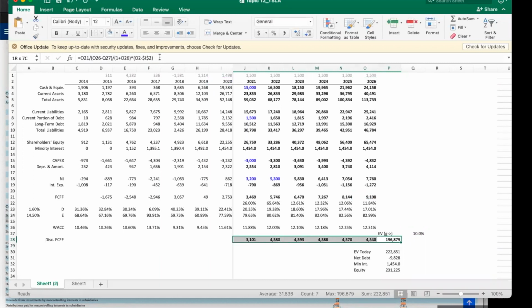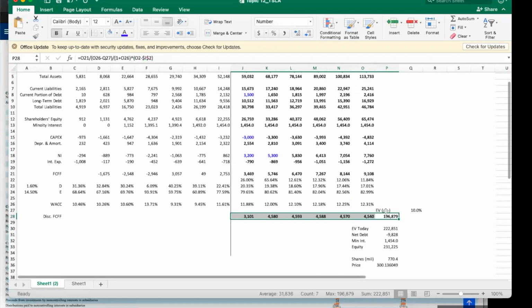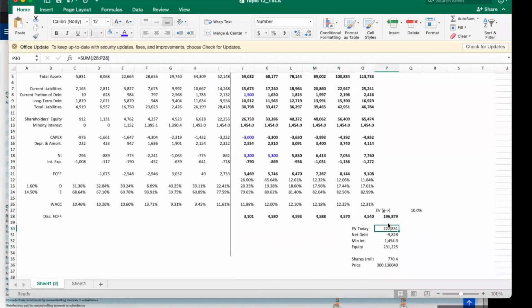You take the sum of all of these discounted values, you get the enterprise value today, figure out the net debt, figure out minority interest. Everything that remains is equity. There are no preferred shares, so it's all common shares, 770 million common shares. That gets me to a share price of $300.